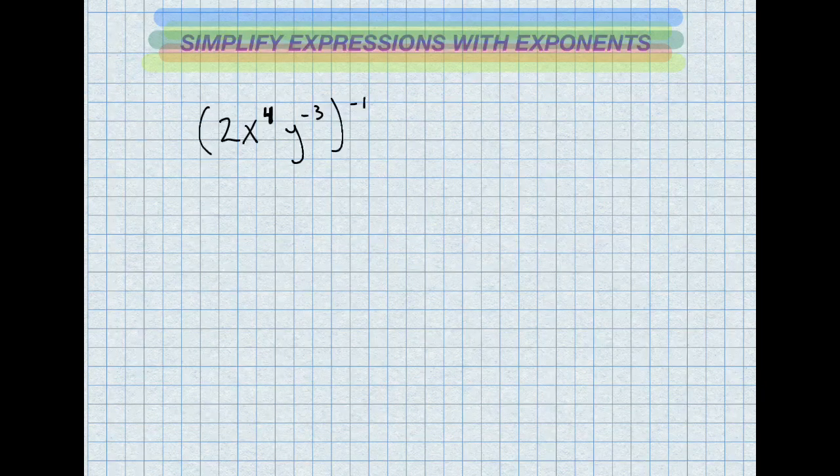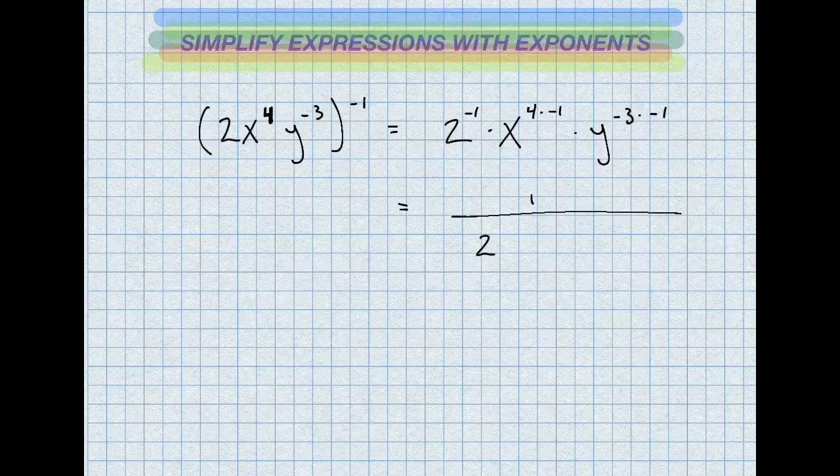Okay, so here we go, 2x to the 4th, y to the negative 3rd, all raised to the negative 1st power. So we're going to say that this is 2 to the negative 1st times x to the 4 times minus 1 times y to the negative 3 times minus 1. So we know we're going to have a reciprocal, and that 2 drops down below. 4 times negative 1 is negative 4, so we have x to the 4th. And y to the negative 3 times negative 1 is just y raised to the positive 3, so that's going to remain up top. So what we get is y cubed over 2x to the 4th.